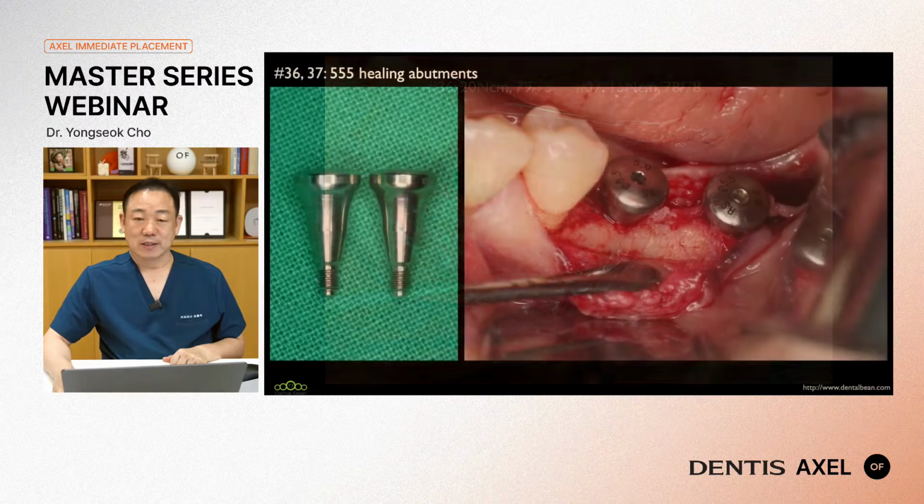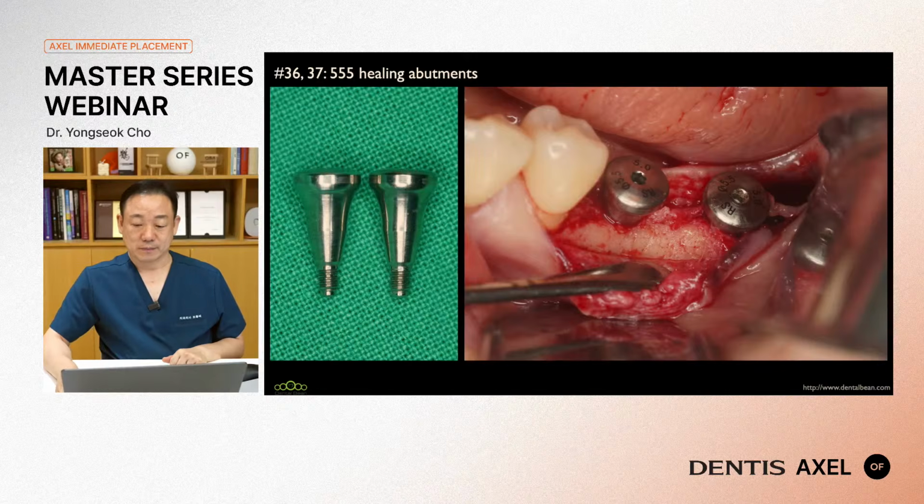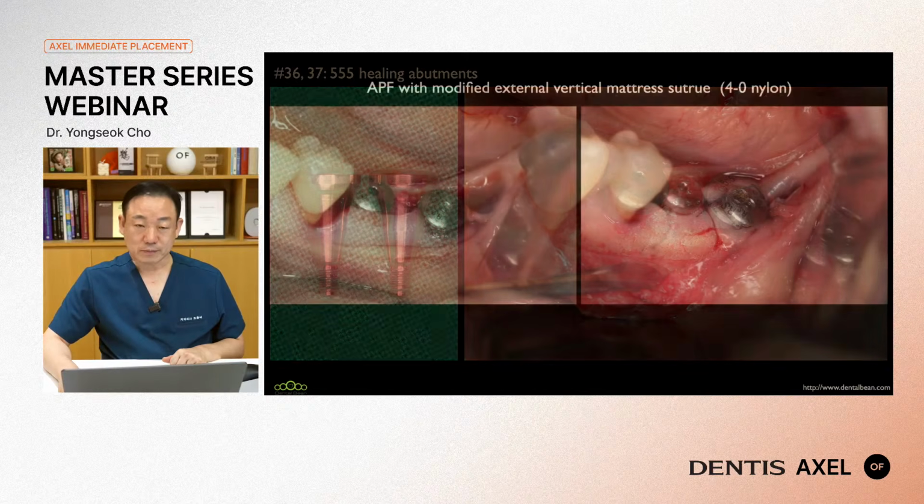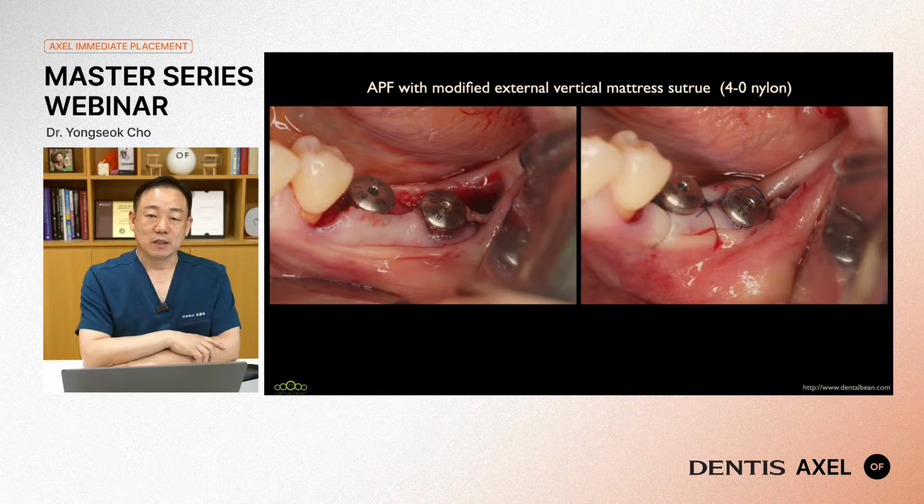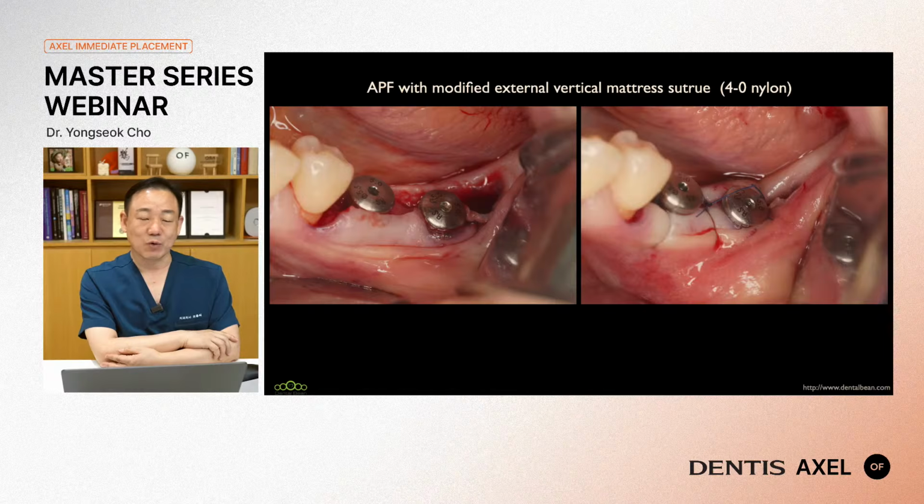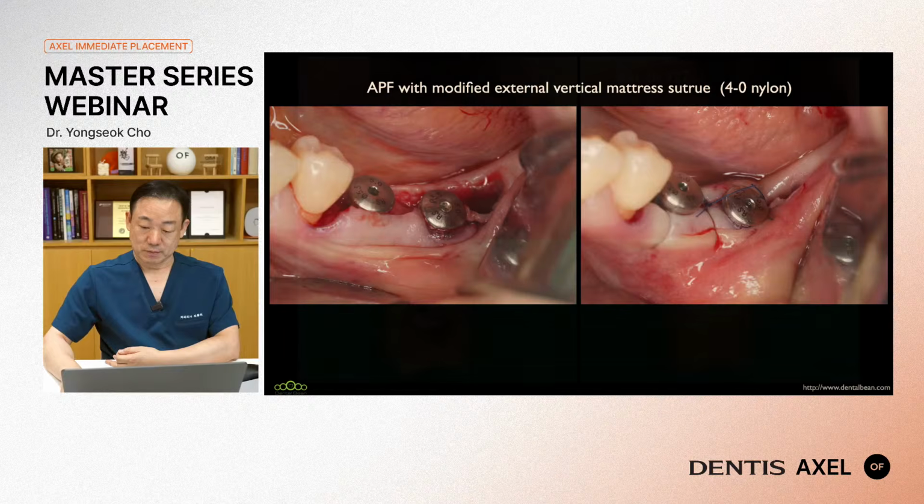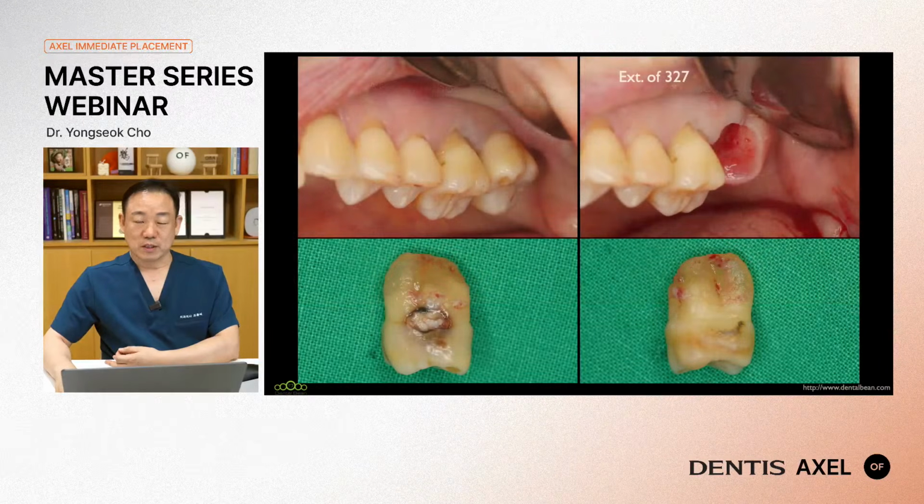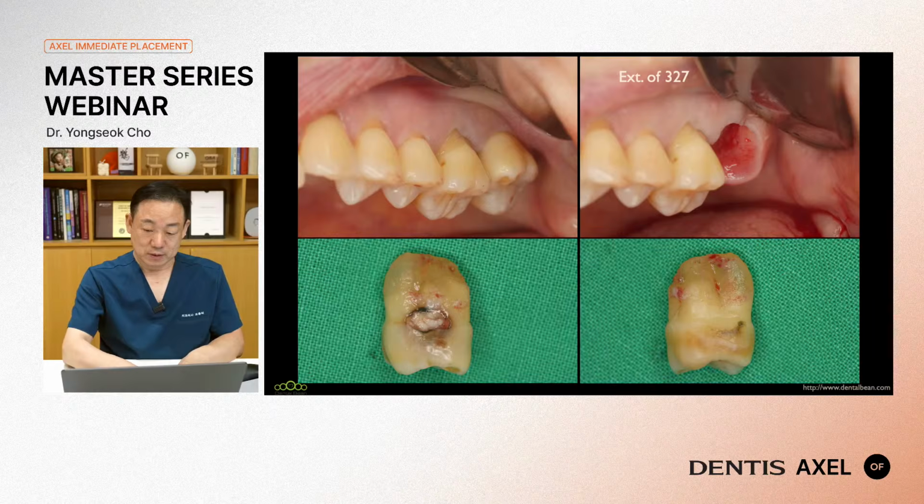Here I connected a healing abutment, and again I tried an apically positioned suture. These days, I don't do simple interrupted sutures at the mandibular molar site. I always try an apically positioned suture to increase the buccal attached gingival zone. And I extracted number 27.